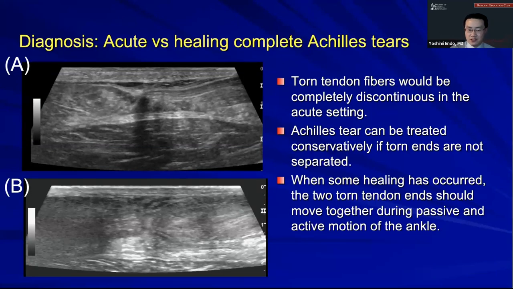I went through these points already. When the tendon is undergoing healing, when some healing has occurred, you're going to see some bridging tissue. And at that point, there is going to be some motion along the proximal stump when the distal stump is moving.